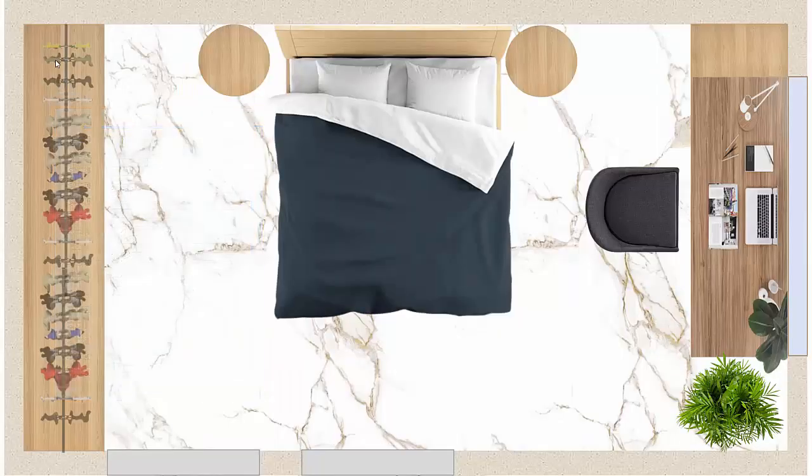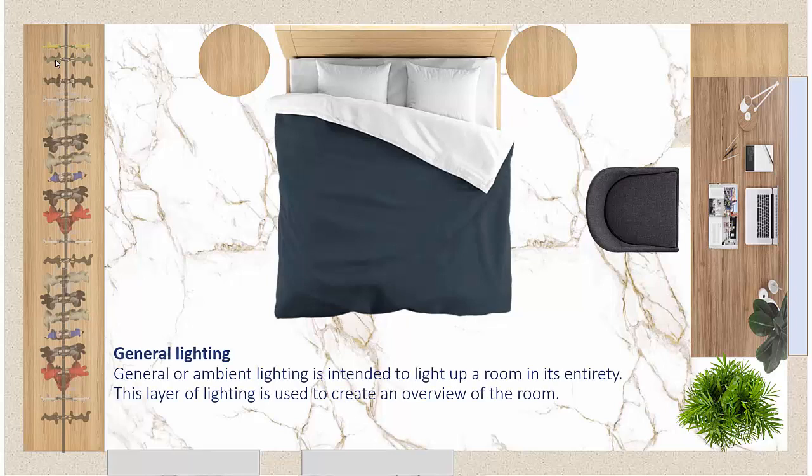Our first layer will be general lighting or ambient lighting. So what is general lighting? General lighting, or the ambient lighting, is used to light up a room entirely or completely. The layer of the lighting is used to create an overview of the room. Okay, so the main intention here is to get an overview of the room. This doesn't mean that you have to use just 4 downlights at the 4 corners of your room and light it up. No, observe carefully and use this layer very wisely.